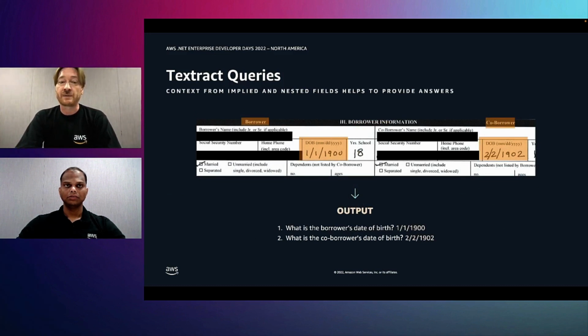In this example, we have a bank loan form, and in this form, information about borrower and co-borrower is provided. There is a date of birth field, both for borrower and for co-borrower. So what you can do with Textstruct queries is ask questions like, what is the borrower date of birth? Or what is the co-borrower date of birth? And Textstruct queries will provide correct answers based on the context, based on the nested fields. It will return either the date of birth of the borrower or of the co-borrower. I will show it in the demo in a few seconds.